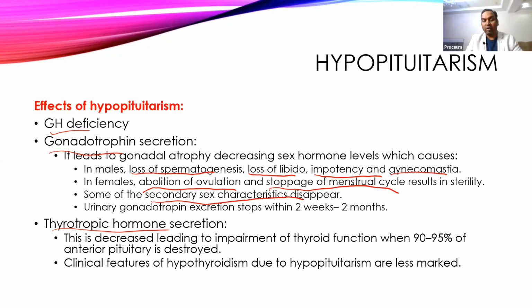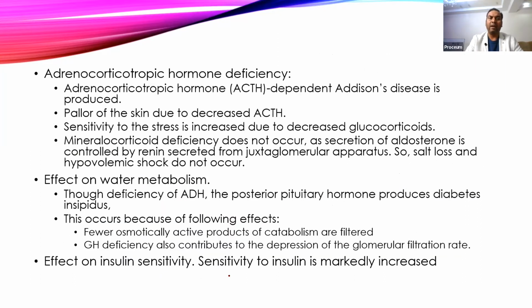Then come to the thyrotropic hormones. These lead to decreased thyroid function, and it occurs almost when there is complete destruction of the thyroid gland, and that can lead to marked hypothyroidism. If it is early in age, it can produce cretinism, and if after that age, it can produce myxedema.